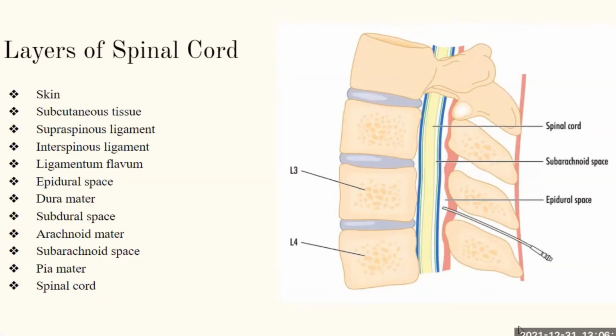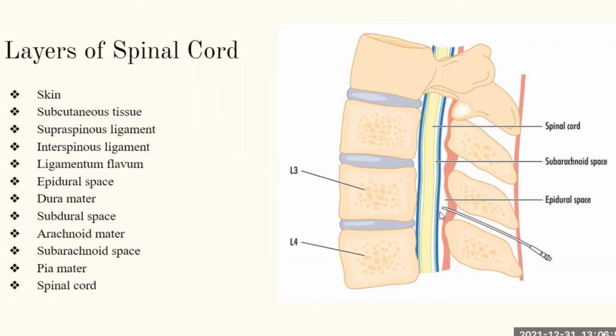Over here we have the different layers of the spinal cord, and we have a picture next to it to go along with that. Going through the different layers, you have the skin. Underneath, you have the subcutaneous tissue, the supraspinous ligament, interspinous ligament, ligamentum flavum, the epidural space, which is pretty much where you want to locate your epidural needle. We have a picture right next to it, which shows you the epidural space and your landmark, which is usually around L3 to L4 or L4 to L5. Next, we have the dura mater, the subdural space, arachnoid mater, subarachnoid space, the pia mater, and the spinal cord.